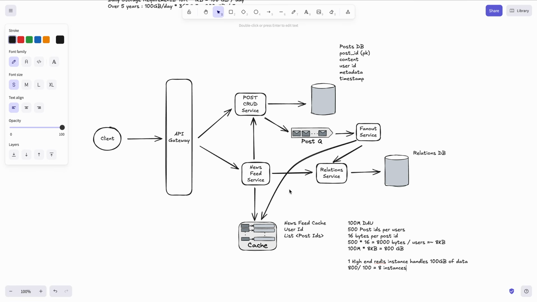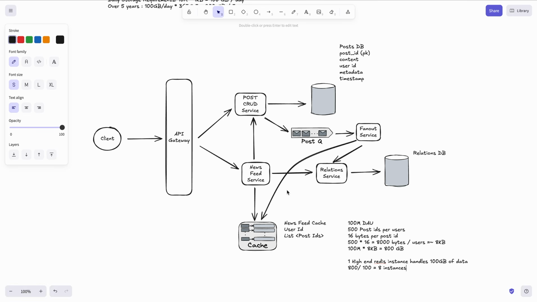To solve this, we use a hybrid fan out strategy. So for a vast majority of users who have a normal number of followers, our fan out on write system works perfectly, but for celebrities with a high fan out of users, we'll switch things up. And here's how it will work. For a user with millions of followers, our fan out service will not fan out the post to all of their followers. Instead, it does the following.